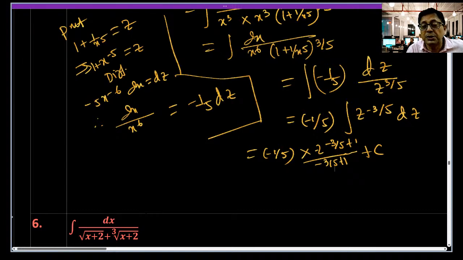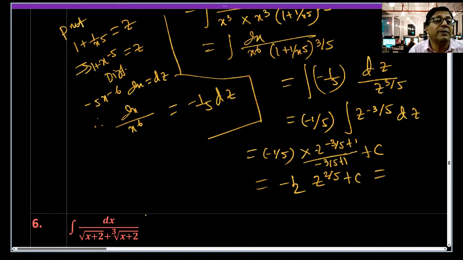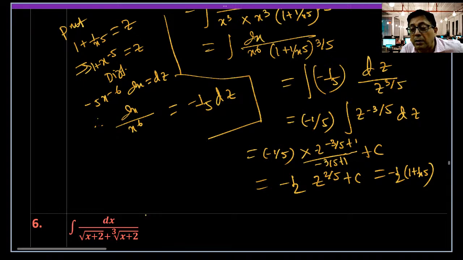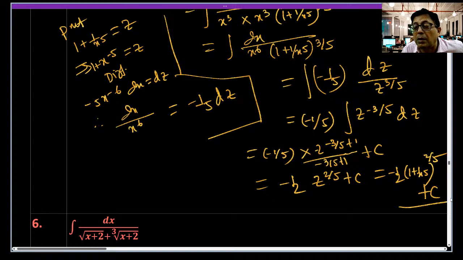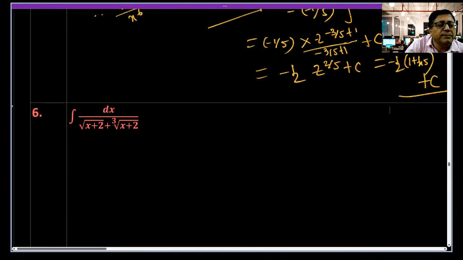Clear? So simplify it. This is 2 by 5, minus 1 by 5 minus half, z to the power 2 by 5 plus c. Put the value of z over there. Minus half. Okay, done. Hope you have understood. Think about the next sum.